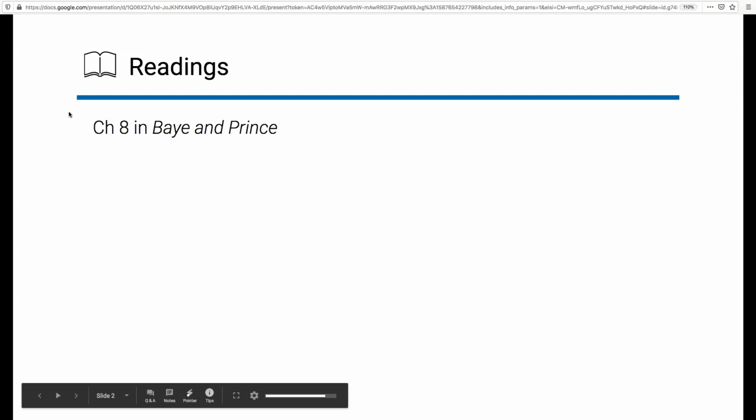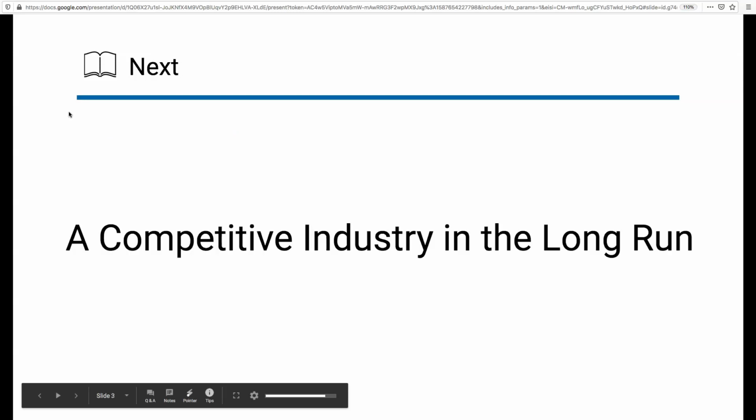I'm going to take those building blocks and I'm going to embed them in a larger model of a competitive industry in the long run. So the model is built on three major assumptions.